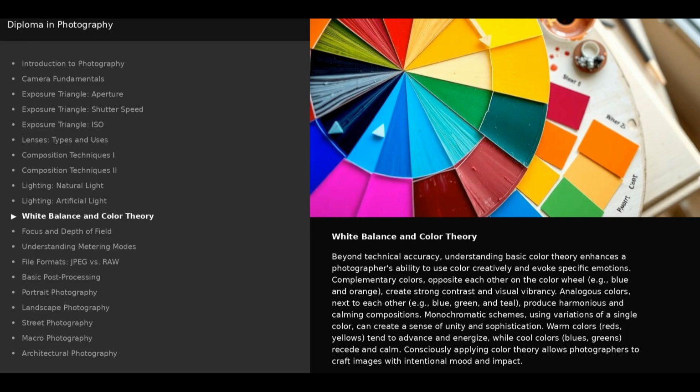Complementary colors, opposite each other on the color wheel, for example blue and orange, create strong contrast and visual vibrancy. Analogous colors, next to each other, for example blue, green, and teal, produce harmonious and calming compositions. Monochromatic schemes, using variations of a single color, can create a sense of unity and sophistication. Warm colors, reds and yellows, tend to advance and energize, while cool colors, blues and greens, recede and calm. Consciously applying color theory allows photographers to craft images with intentional mood and impact.